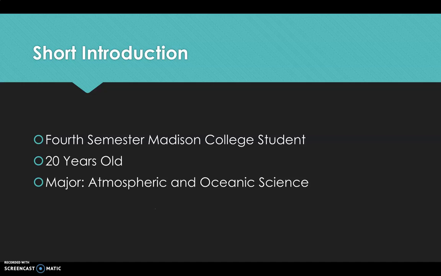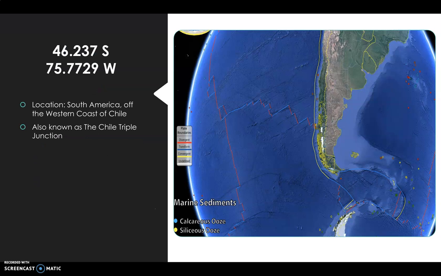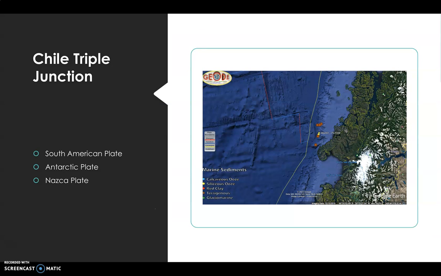For the Unit 2 assessment, I've chosen the coordinate 46.237 degrees south and 75.7729 degrees west. This places my location just off the western coast of the South American country Chile. This location is also known as the Chile Triple Junction. The Chile Triple Junction is where the South American Plate, Antarctic Plate, and Nazca Plate all intersect at one point.